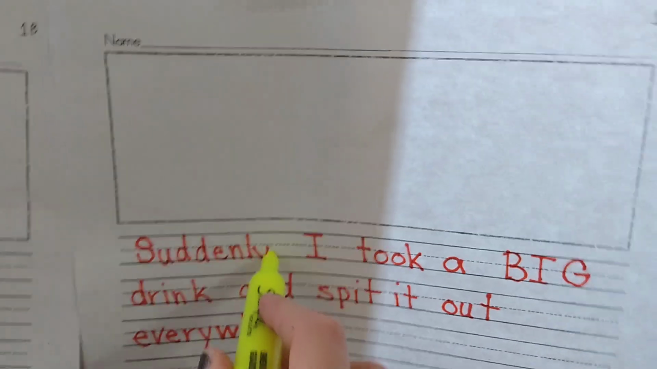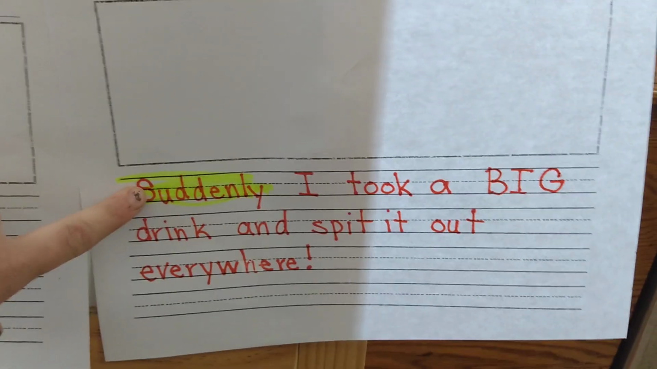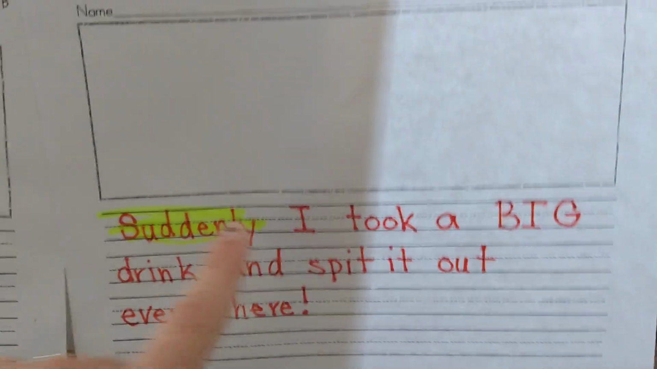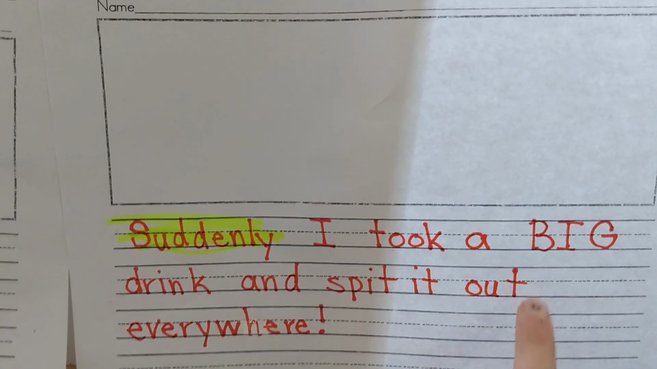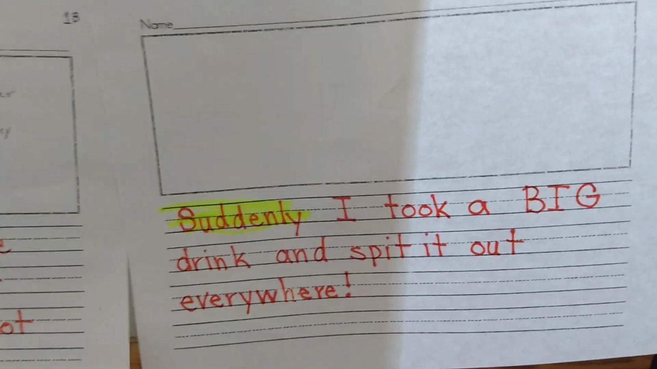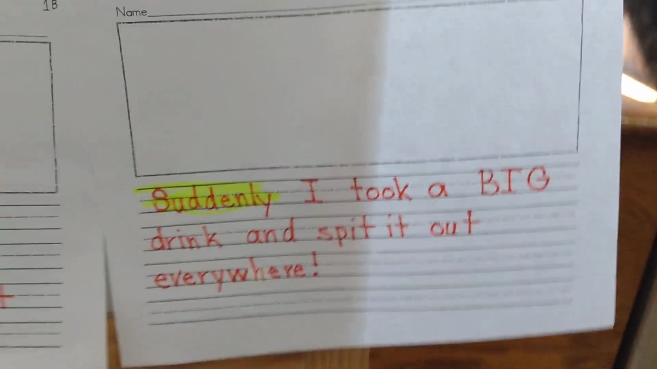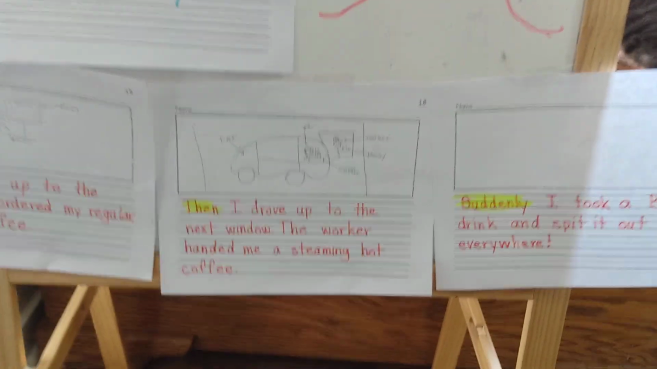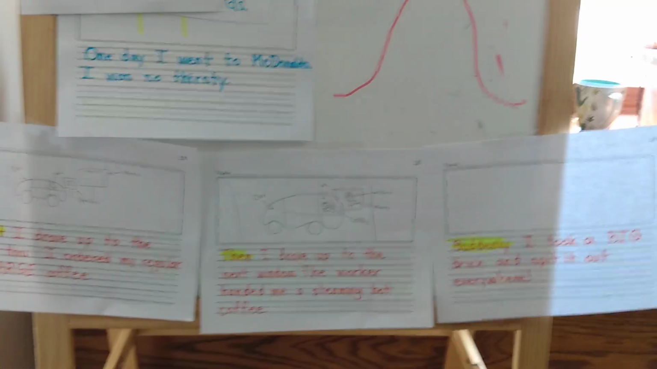We're going to go to the third page, and I wrote another transition word. So the transition word I used here is suddenly. So I wrote, suddenly I took a big drink and spit it out everywhere. So I still stayed in that small moment, and I talked about how I took a really big drink and spit it out everywhere. So remember, we're writing across 3 pages for our middle, but we still have our beginning from yesterday.